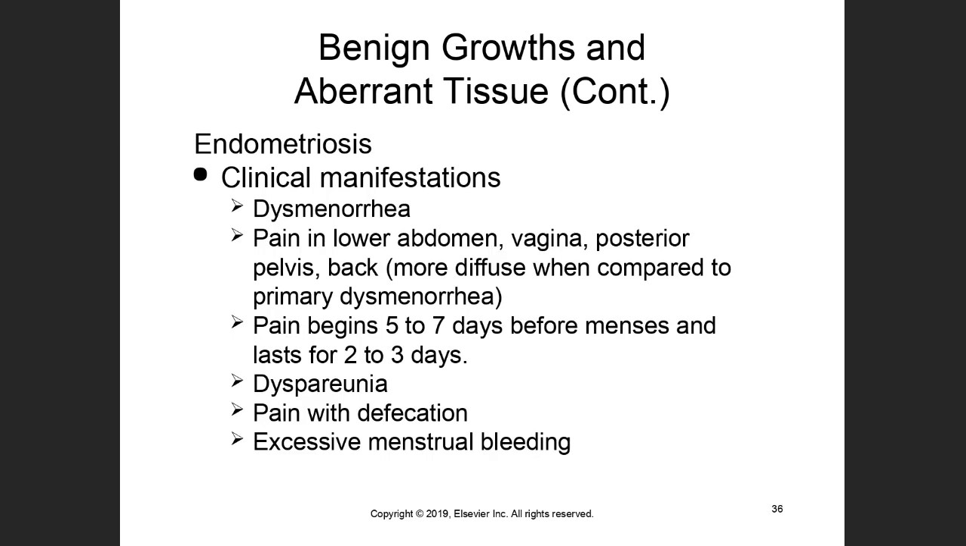Clinical manifestations: dysmenorrhea, dyspareunia, and pain with defecation, which is called dyschezia. Those are the main characteristics, and also problems with infertility.